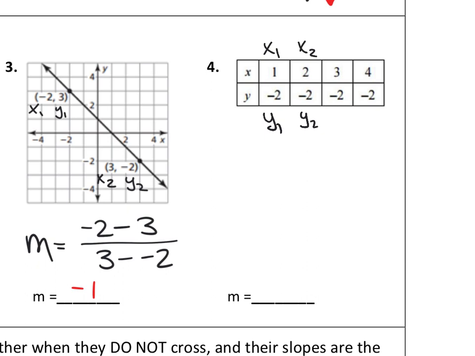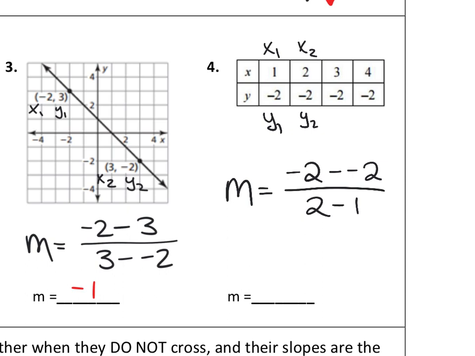Okay, so we pick up our pencil, we write down our formula. What have we labeled as y2? -2, and then we're going to subtract y1, which is also -2. In the bottom, do I put 1 or 2 first? 2, because that's what we labeled as x2. And then we're going to subtract 1.